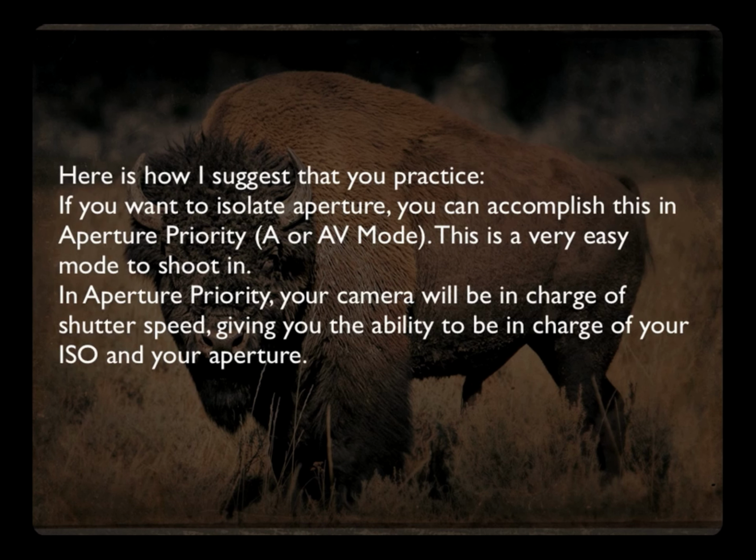Here's how I suggest that you practice. If you want to isolate aperture, you can accomplish this in Aperture Priority, A or AV mode. This is a very easy mode to shoot in. In Aperture Priority, your camera will be in charge of your shutter speed, giving you the ability to be in charge of your ISO and your aperture.